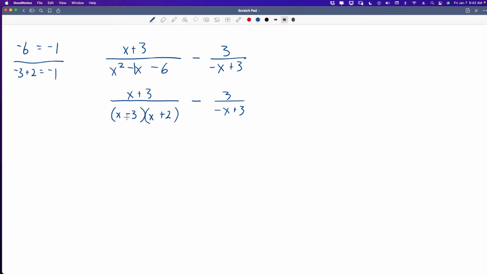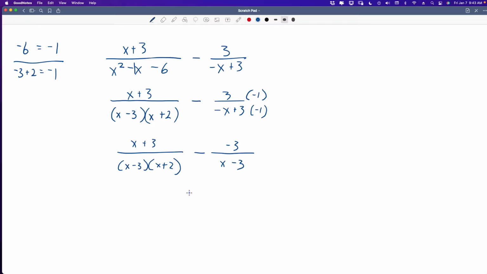So right away, I see x and 3, x and 3. So I need to get this denominator to where it is the opposite signs. So I'm just going to multiply this one and this one. So now I have x plus 3, x minus 3, x plus 2, minus negative 3, and then x minus 3.